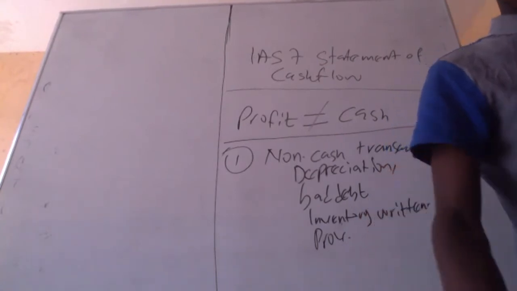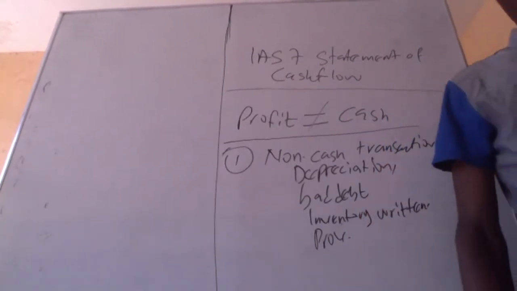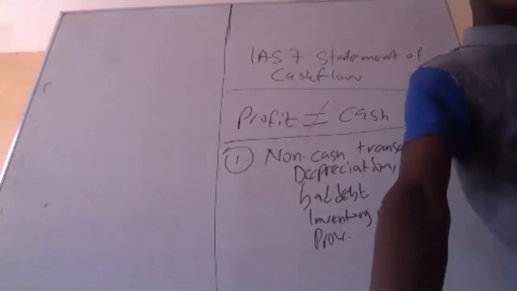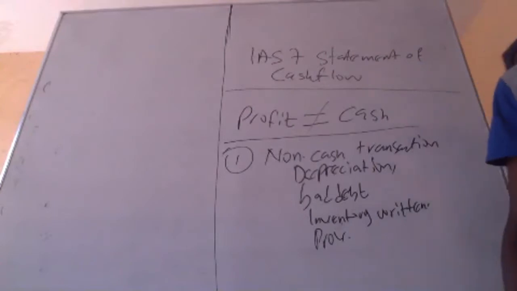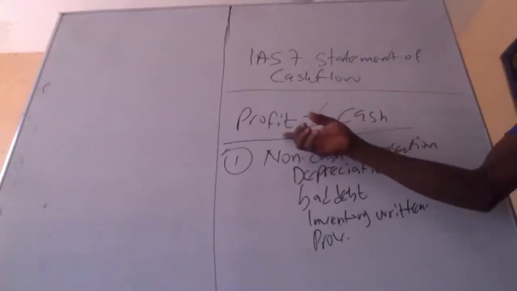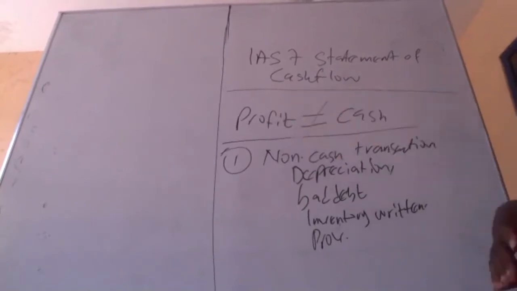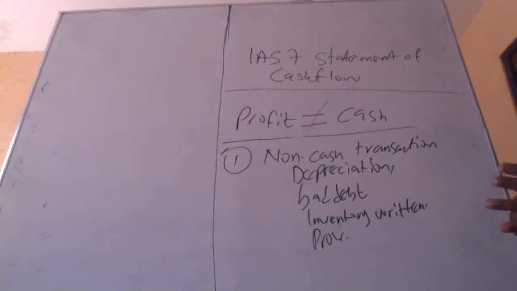Now let's move on. Here we are saying that the difference between your profit and cash could be caused by a non-cash item that might reduce the profit.